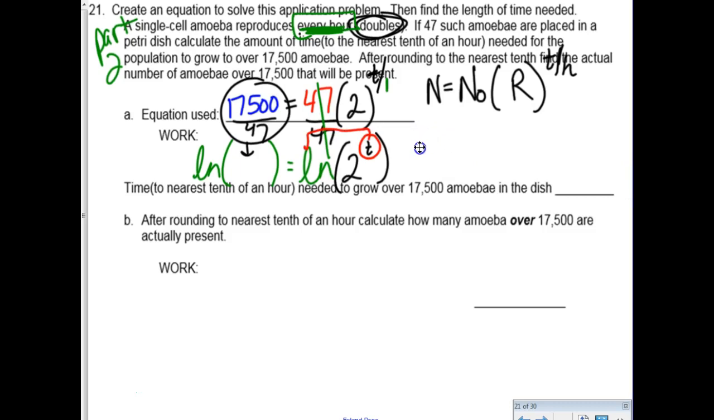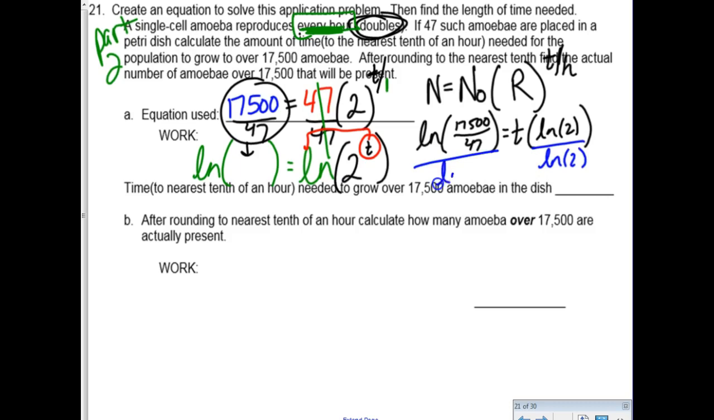So you have natural log of, I'm just going to write the fraction, equals t times the natural log of 2. So if you're trying to solve for t, your step is you're going to divide by the natural log of 2. And depending on how you truncated things, hopefully you didn't do too much truncation, this calculator, when you round to the 10th, comes out to t equals 8.5.